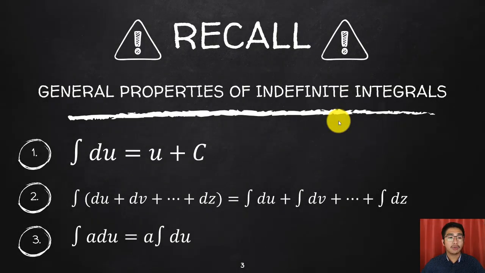But before we discuss this formula, just recall first the general properties of the indefinite integrals. First one, we have the integral of du is equal to u plus c. This is the definition itself of the integration process, remember. Number two, the distributive property of the integration process. If there are multiple terms under a single integral sign, it can actually be distributed to be integrated individually. And last one is that if there is a constant inside the integral symbol, you can actually factor it out. These are the general properties of indefinite integrals.